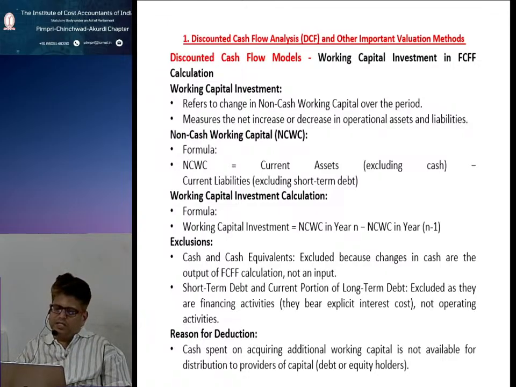Reason for deduction is obviously that cash spent on acquiring additional working capital is not available for distribution to providers of capital, whether they are debt or equity holders, irrespective of that.